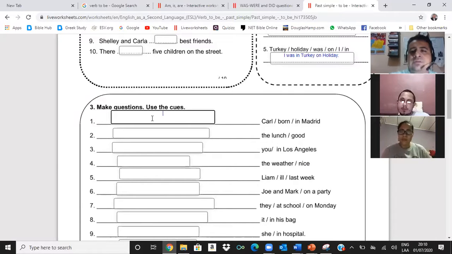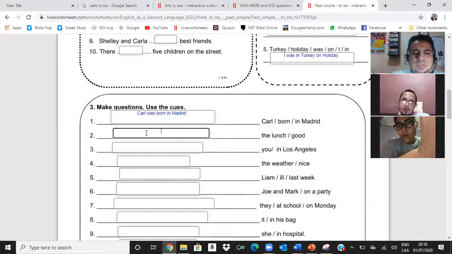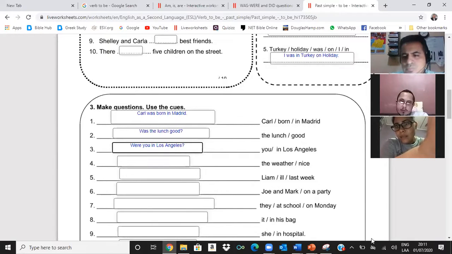Hoja de trabajo viva. Okay, so here you use, for example, the clue. Okay? So, for example, you have to use some was and were in the past. Carl was born in Madrid. Okay. Number two. Was the lunch good? Okay, very good. And you have to put a question, right? Remember to put the question. Were you in Los Angeles? Was the weather nice?